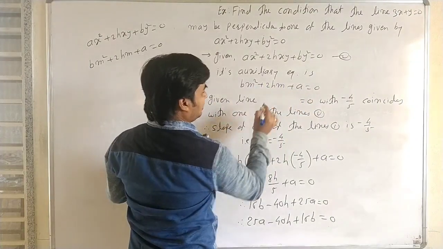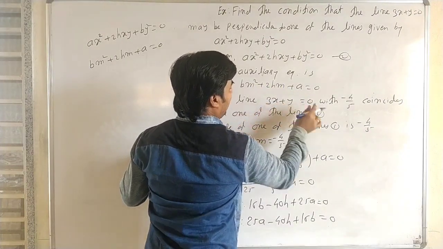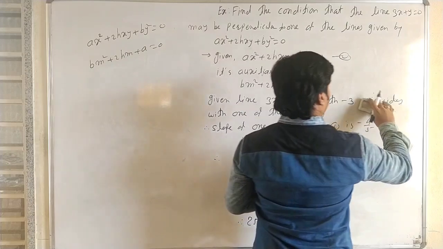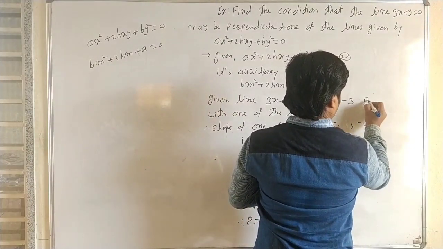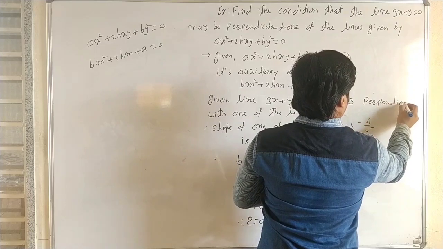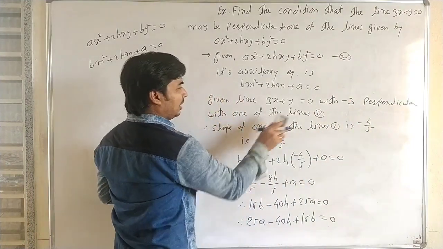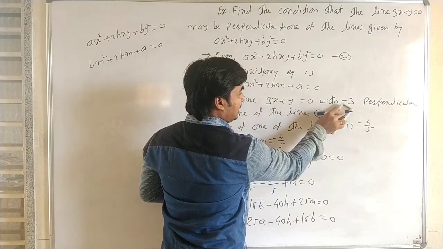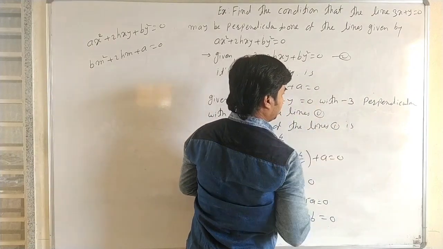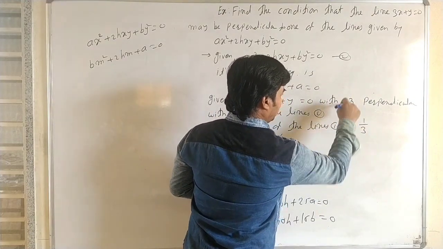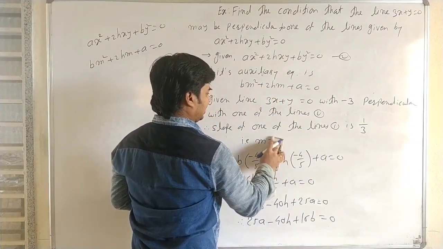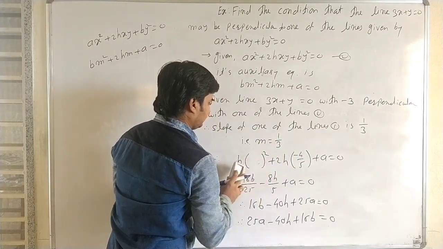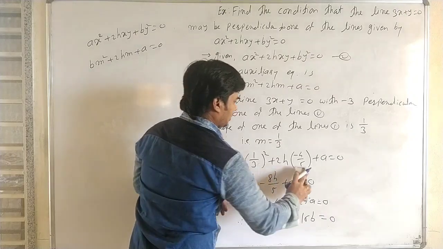Here, the given line 3x plus y has slope minus 3. It is perpendicular to one of the lines of the pair. Therefore, the slope of this line is minus 3, so the slope of the perpendicular line is 1 by 3. Change the sign, take the reciprocal, and therefore m is equal to 1 by 3. This m satisfies the auxiliary equation.